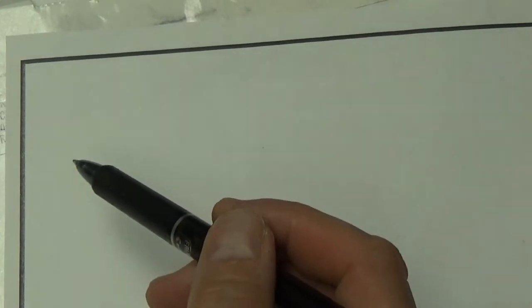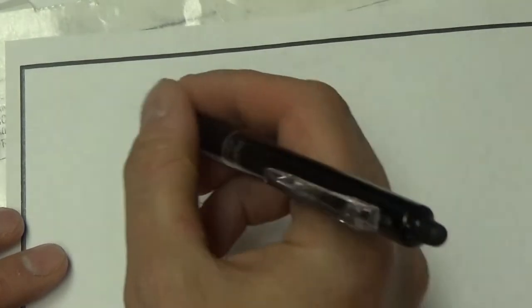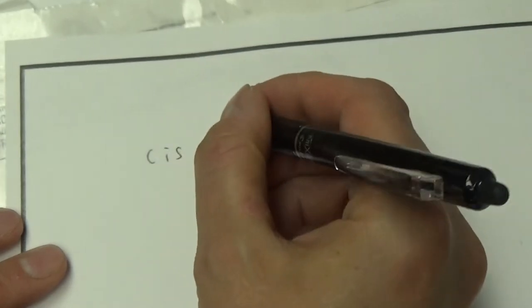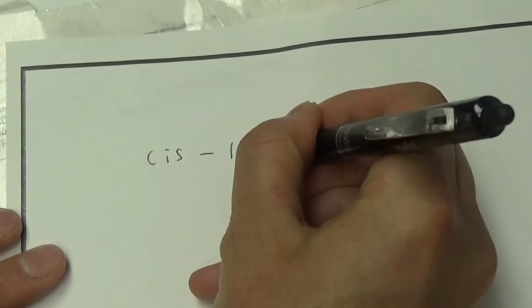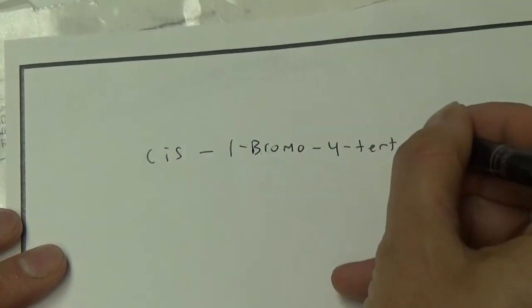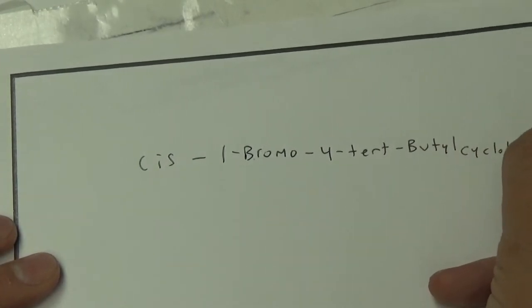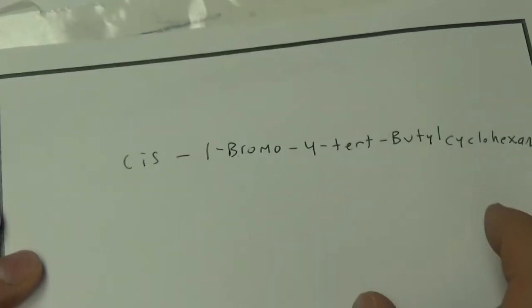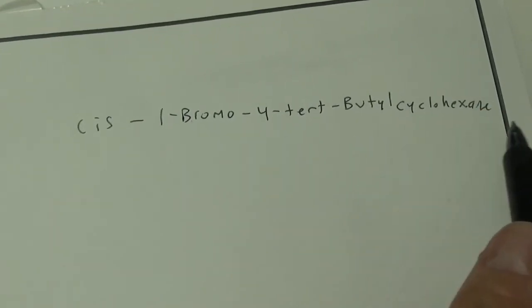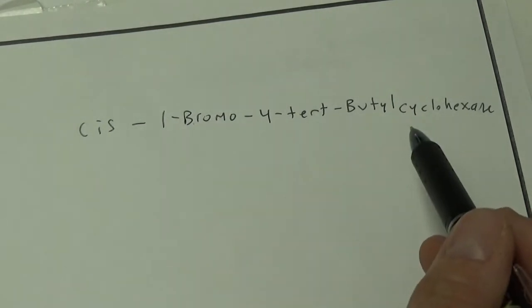Okay, so let's do a different kind of problem. This is a little more challenging, but we can get through it. Let's look at, we'll go by the name, cis-1-bromo-4-tert-butylcyclohexane. This is challenging because we're given the name, and we have to figure out the structure.